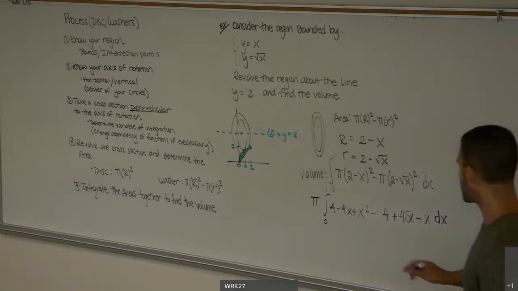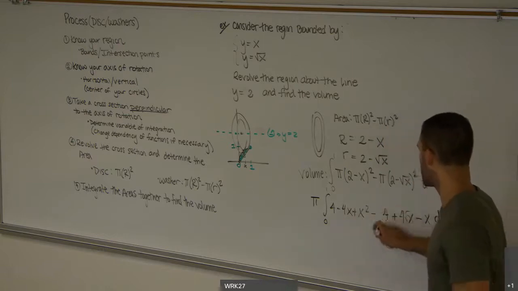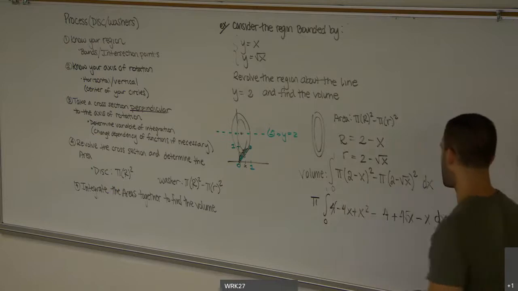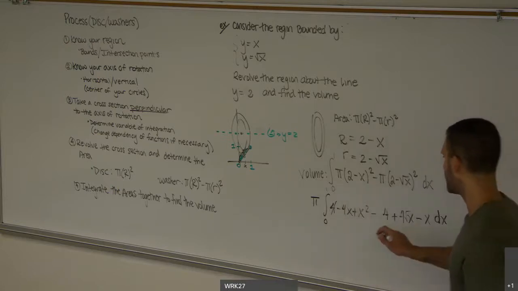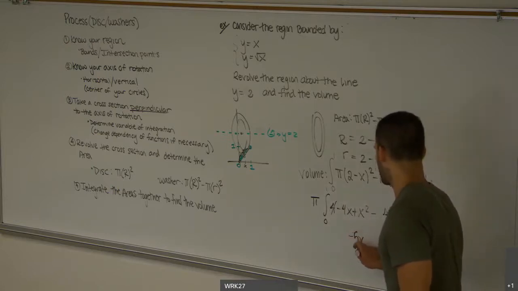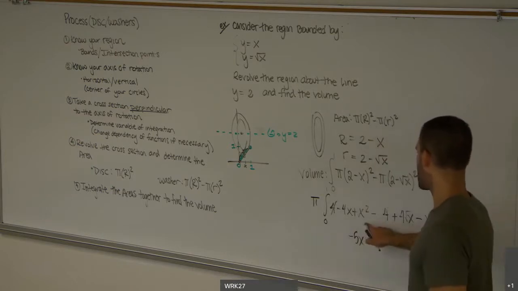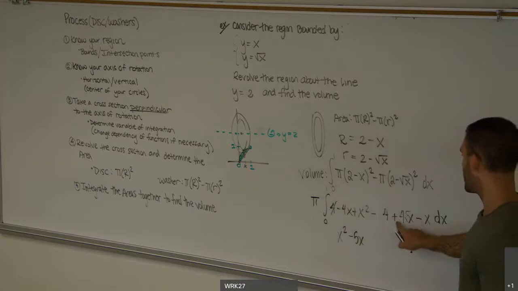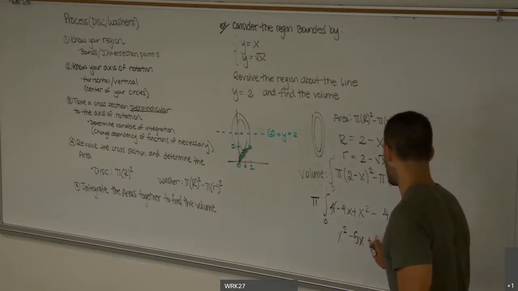If we simplify this, right, we get 4 minus 4, so the 4's cancel. We can combine the x terms as well. We get negative 4x minus x, which is negative 5x. We have plus x squared. And then we still have this plus 4 square roots of x.